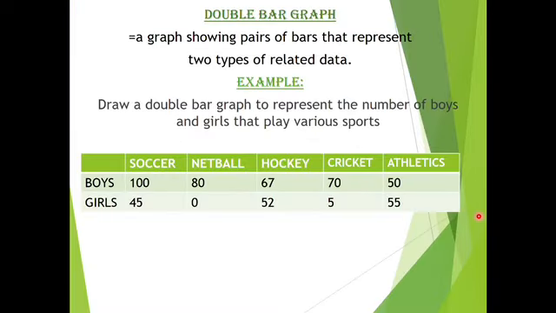Then our final graph that we're going to be looking at is a double bar graph. So this is when we have two types of data that are related to the same topic. So for example, our example today is the number of boys and girls that play various sports. Alright, so we're going to have one bar for boys and one bar for girls, and then we're going to have our categories at the bottom and then the frequency on the side going up.